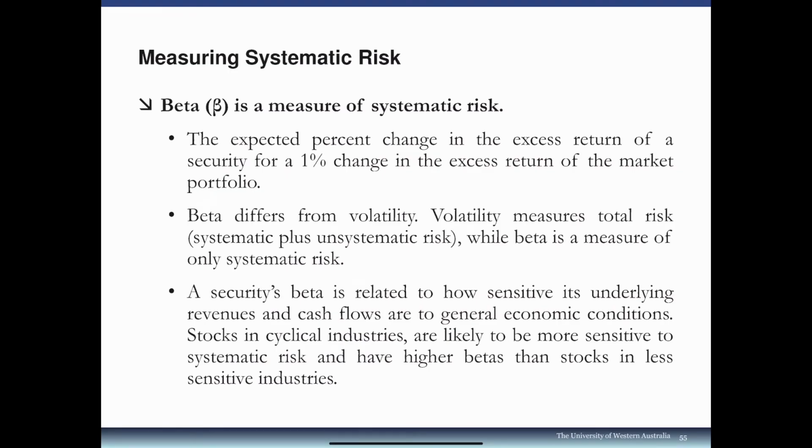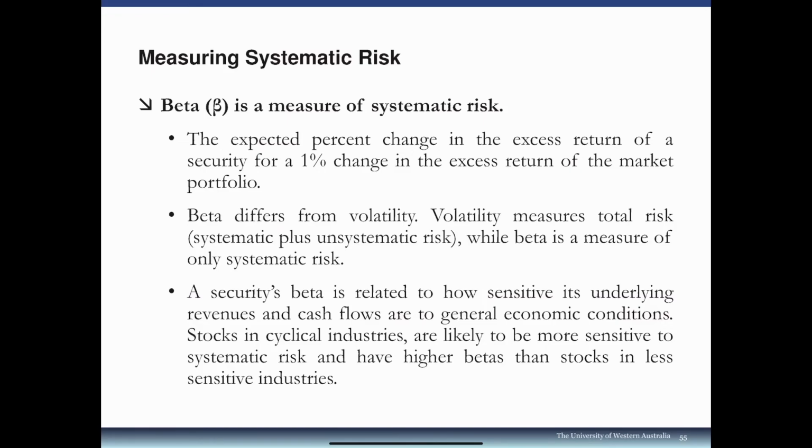And then we have what we call beta. Beta here is a measure of systematic risk. It's defined as the expected percentage change in the excess return of a security for a 1% change in the excess return of the market portfolio. And beta differs from volatility. Volatility measures total risk, systematic plus unsystematic, but beta is a measure of only systematic risk.